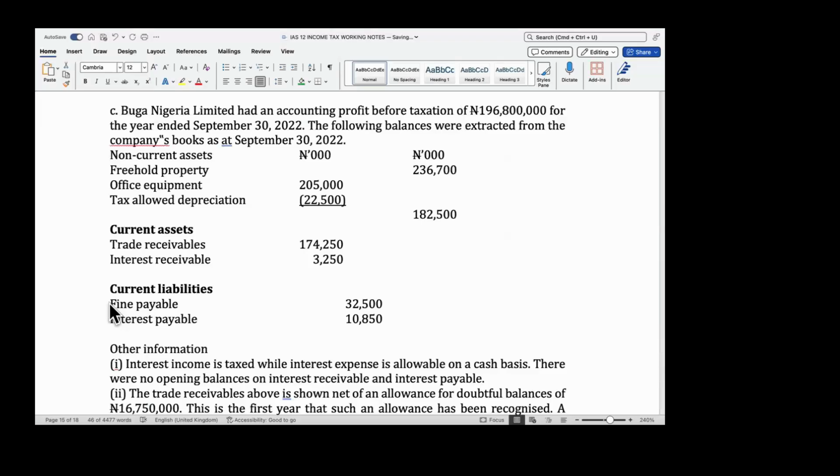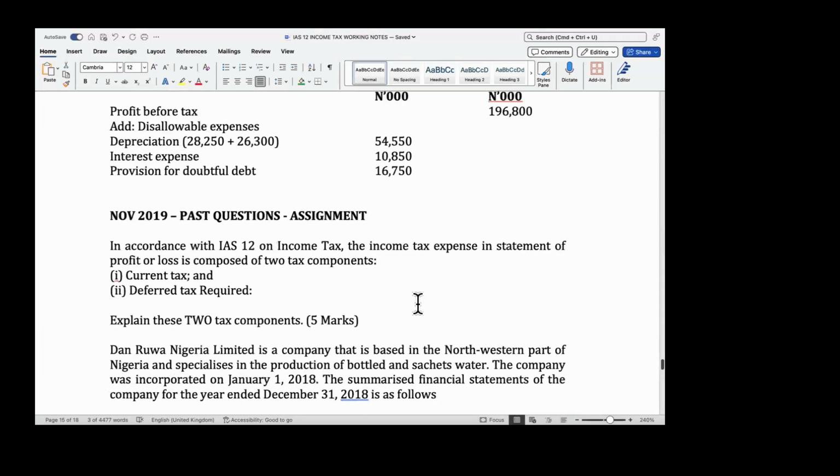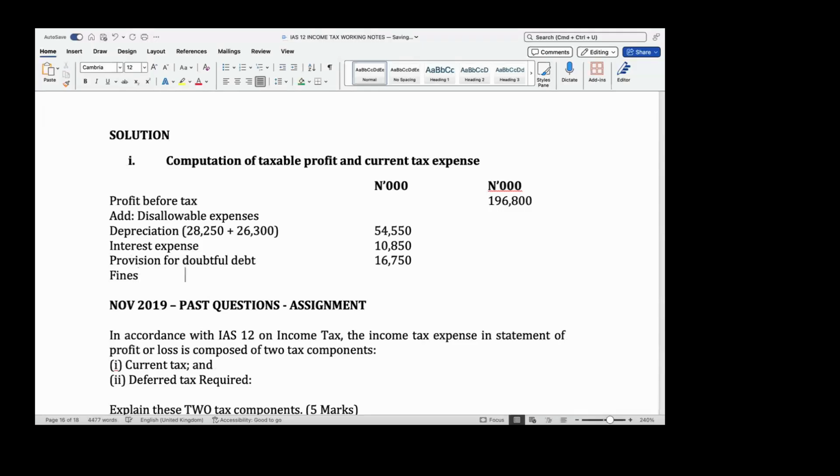One thing you should not omit is the fines payable, because fines are always a disallowable expense. So this 32,500 fine or penalties should be disallowed as well. Those are all my disallowable expenses. Can you please add these 4 items for me and see what it gives us? 114,650.